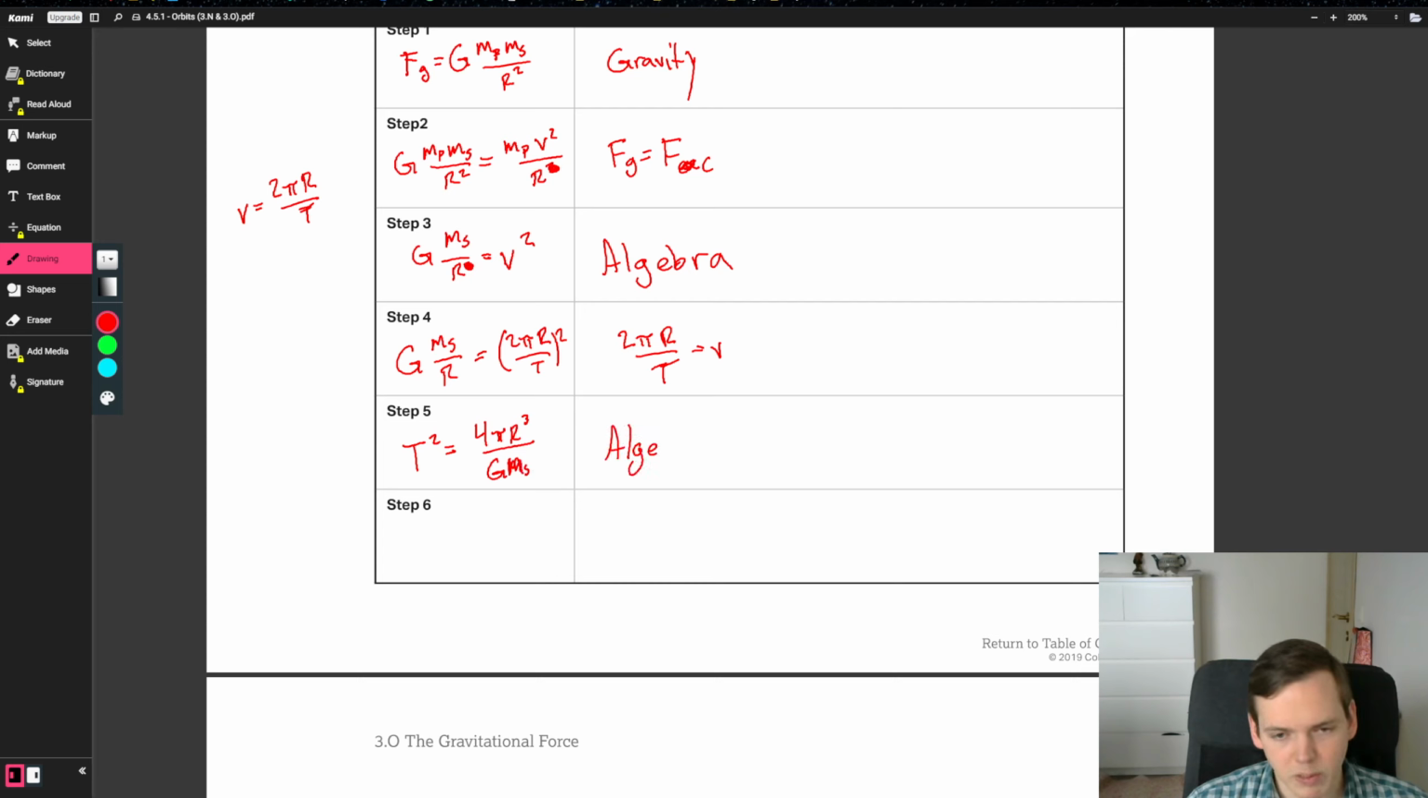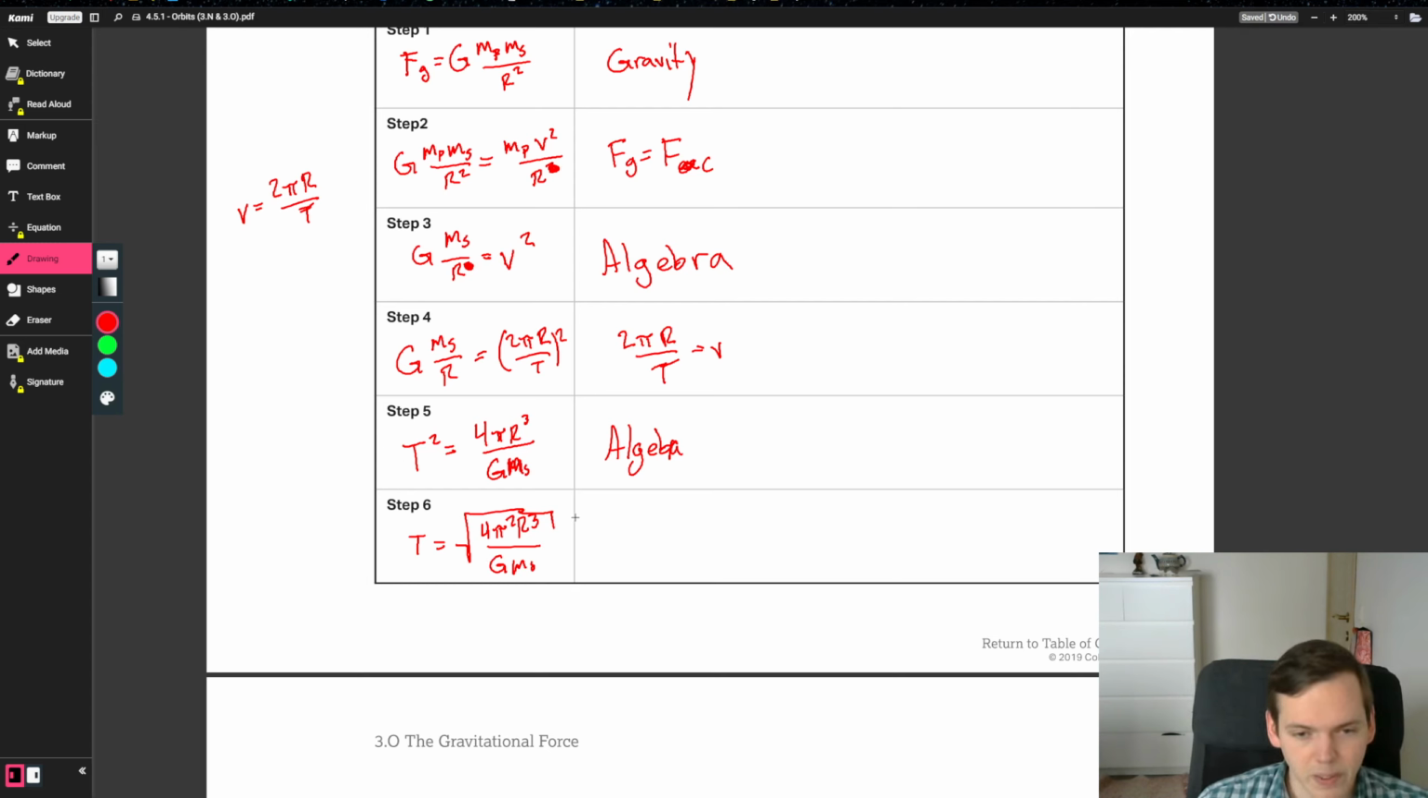Again, that's algebra. Write your explanations a little clearer for how this was rearranged, but I'm going through quickly just to do the outline for you. And then we lastly get t squared is equal to 4 pi squared r cubed over G times the mass of the sun. And so we see the relationship between the period and the radius of the orbit.